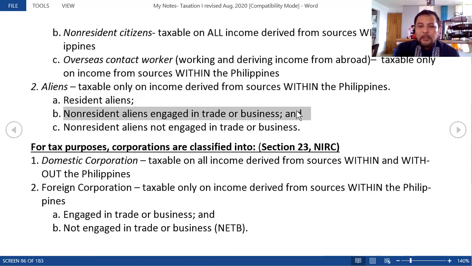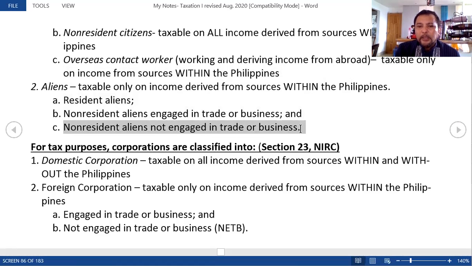He has no residence here in the Philippines, but he is engaged in trade or business. And then we have non-resident aliens not engaged in trade or business. This is NETV. Non-resident aliens not engaged in trade or business. Still, this type of alien is subjected to income tax for sources within the Philippines.